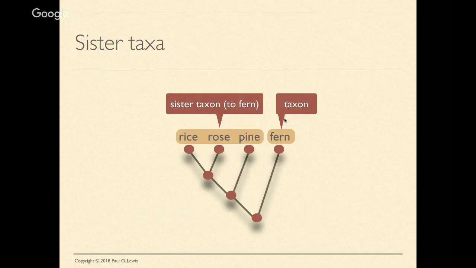A taxon can also be more inclusive, can represent collectively all the descendants of, for example, a given internal node. For example, the group comprising rice, rose, and pine here is one of these higher taxa. In this case, this higher taxon is the sister taxon to fern. So we say that sister taxa are taxa that share an immediate common ancestor.